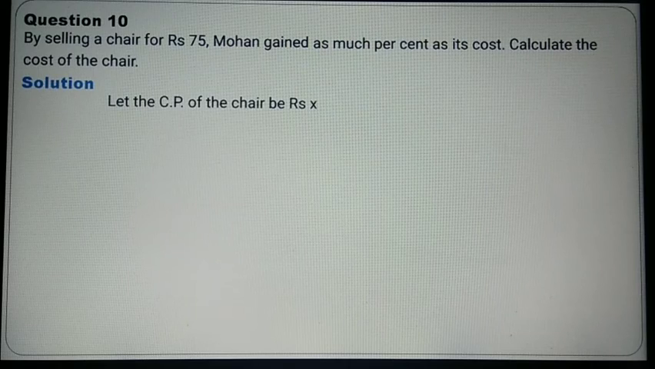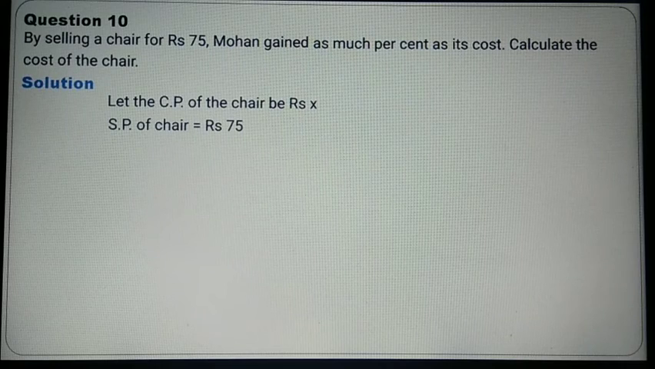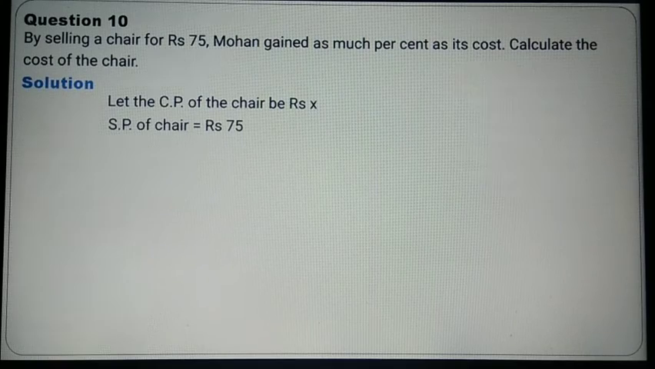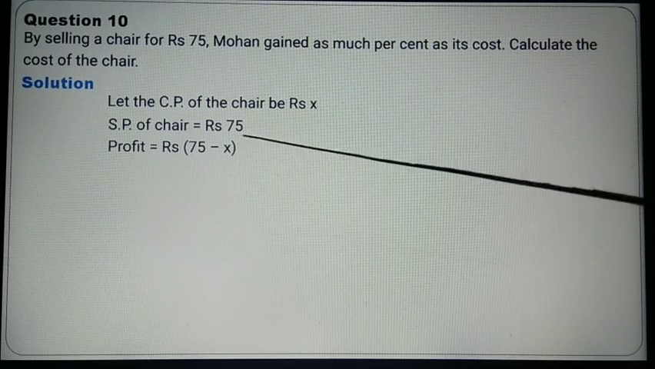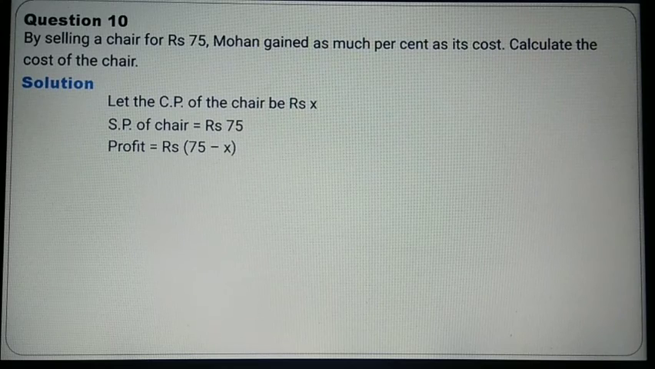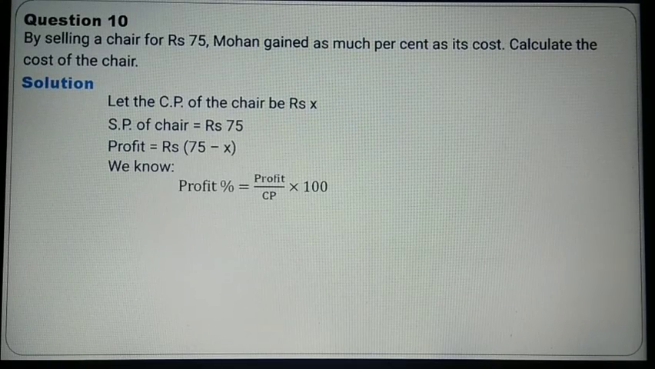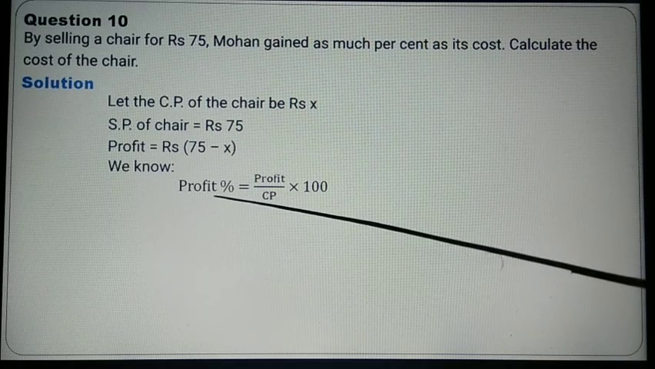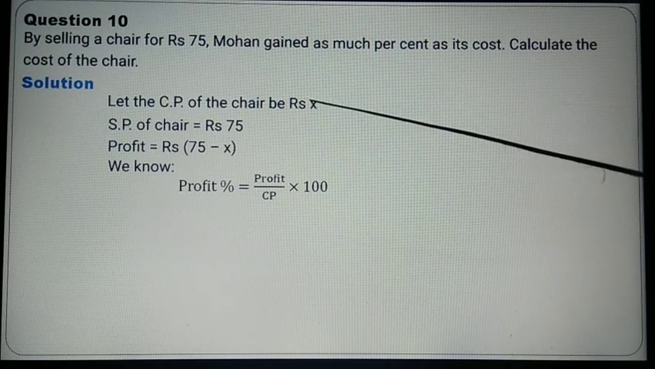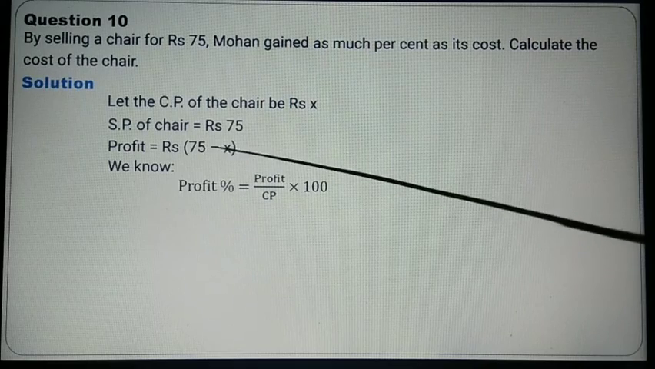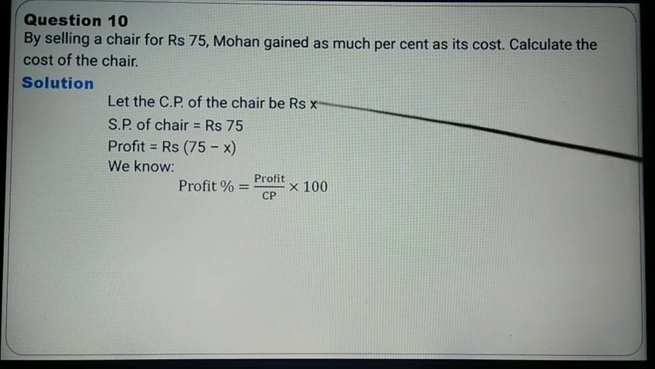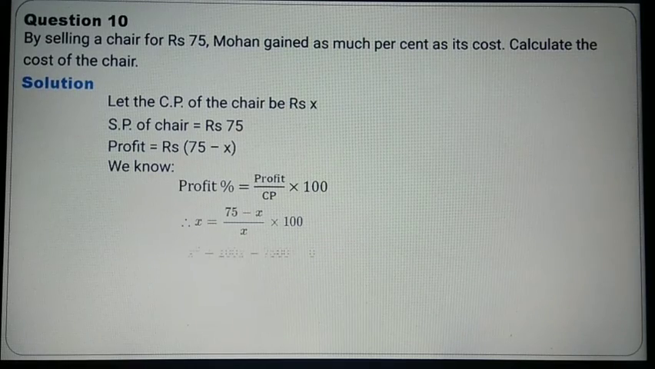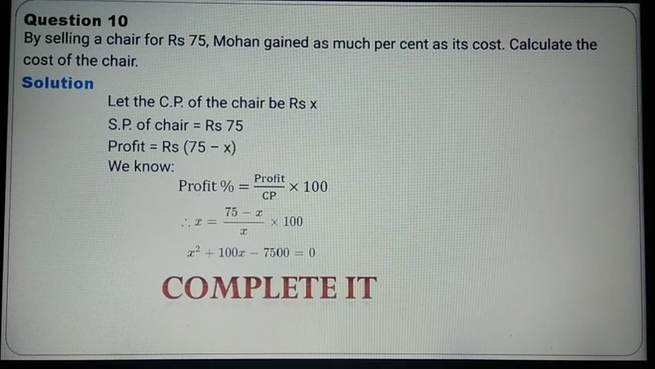So let the cost price of the chair be X, selling price is given to be this much, and since we are having profit, profit is calculated using SP minus CP. So we have SP minus CP, that is 75 minus X, so this gives me the profit. Now we know that profit percent is given by this. Profit percent will be same as its cost, that is it's going to be X. What is profit? Profit is 75 minus X. And what is CP? CP is also X. So put the values and arrive at this quadratic equation, solve it, and you will complete it by yourself.